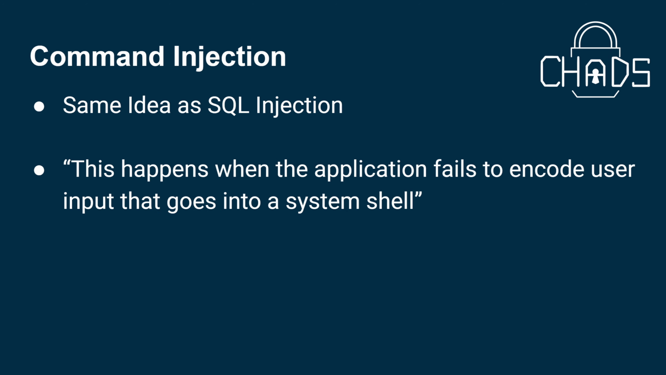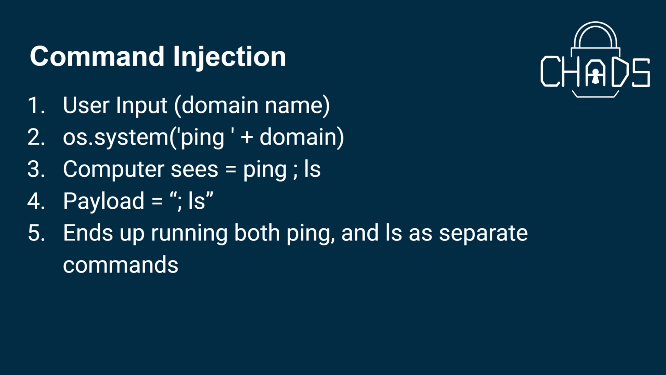And there's command injection, which is practically the same thing as SQL injection, but with commands. This happens when the application fails to encode user input that goes into a system shell. For example, we have user input, which instead of a username, let's say is a domain name. So we're trying to go to a specific location. And so we have os.system ping plus domain, domain being whatever domain you want to go to.